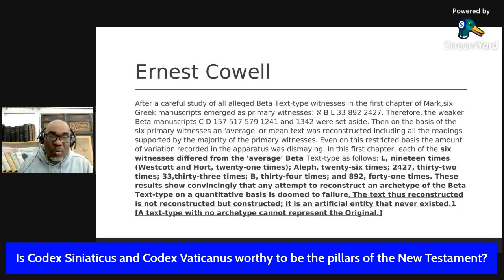The text thus reconstructed is not reconstructed, but constructed. It is an artificial entity that never existed. A text type with no archetype cannot represent the original. Let me read that again. The text thus reconstructed, this is Ernest Colwell and Ernest Tune, is not reconstructed but constructed. It's an artificial entity that never existed. And a text type with no archetype cannot represent the original. That is real devastating stuff there. So I'm going to finish on that point there.